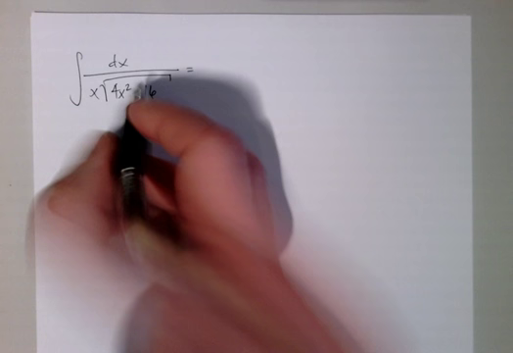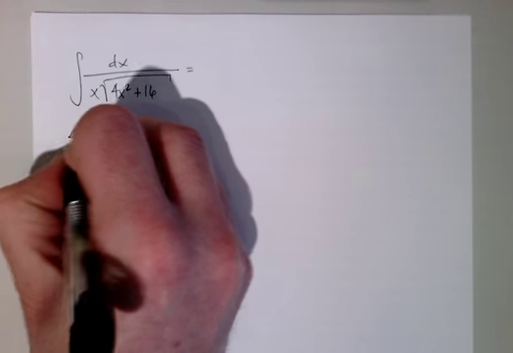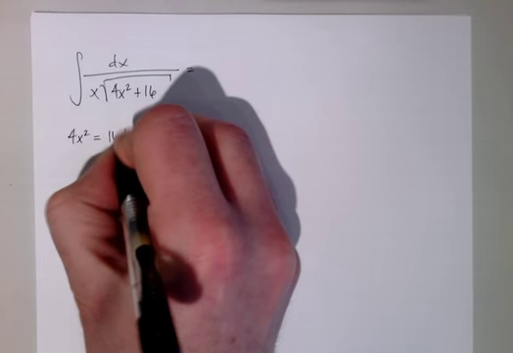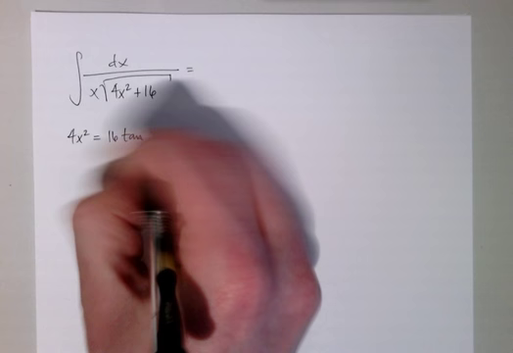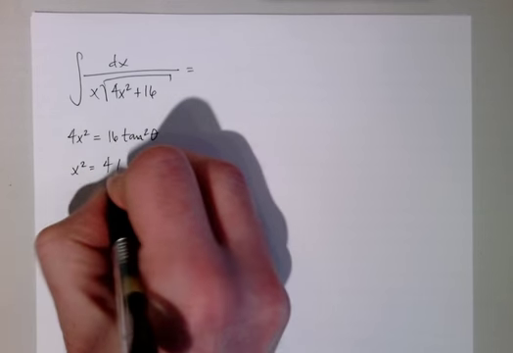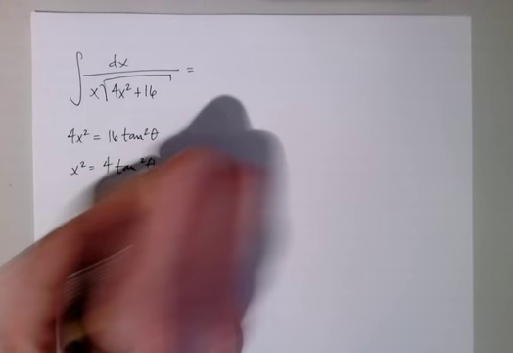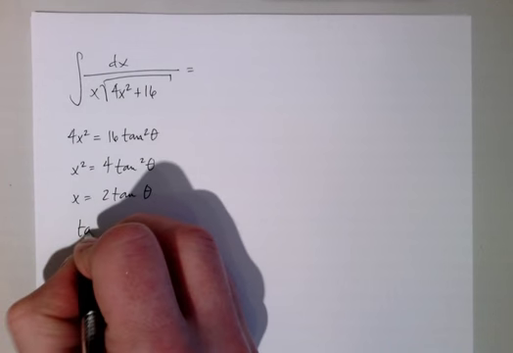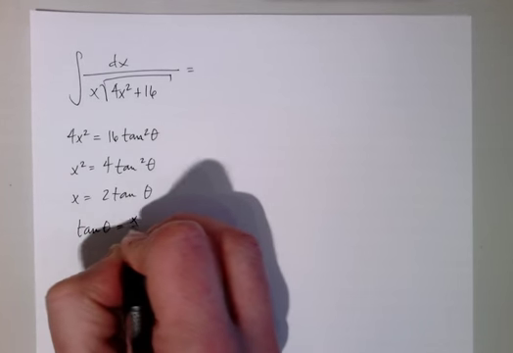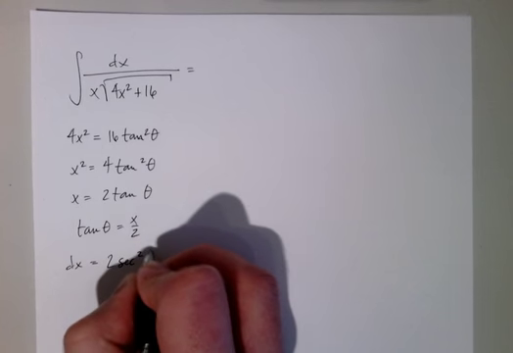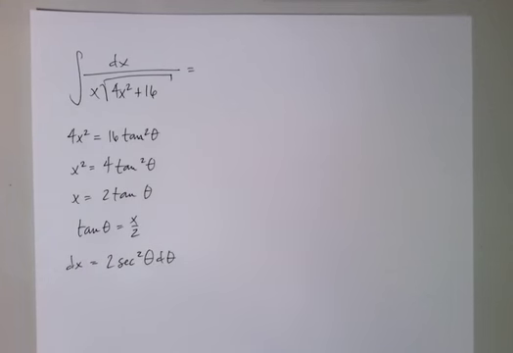Now remember, because it's got the 4x squared, I always start out with what do I want that expression to be? And that expression I want to be 16 tangent squared theta. So x squared is obviously 4 tangent squared theta, and x is equal to 2 tangent theta. Well, we'll need this relationship later. Tangent theta is x over 2. We'll need this relationship right now, though, the differential.